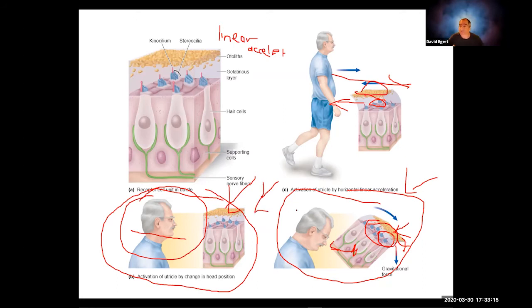So somebody just had a question? Any questions? Dr. Eggert, can these little gelatinous things rupture?